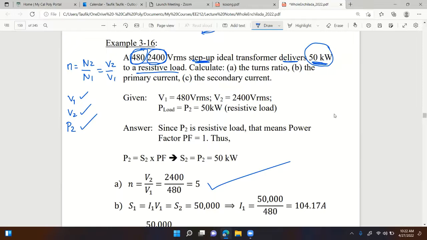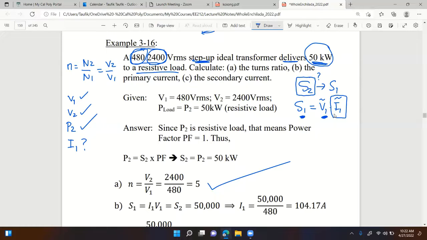Now, part B is asking for current, I1. So it's asking for I1. How do we find this? Well, if I can find S2, then I can find S1. If I can find S1, then S1 is equal to V1 RMS times I1 RMS. Since I know V1, if I know S1, then I could find I1. That's the process here. So the key here: do I know S2?